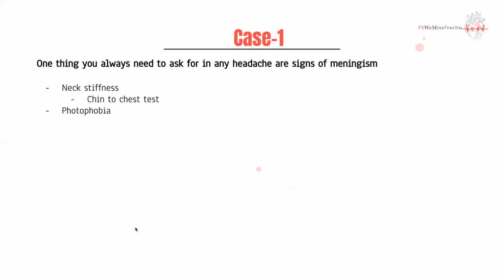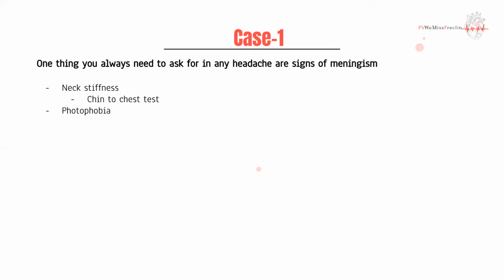One other thing that you have to ask every single patient that comes in with a headache is ask yourself, do they have any signs of meningism? Now, meningism just means inflammation of the meninges. And that's going to be neck stiffness. And for that, you're going to ask them to do a chin to chest test. So they're going to be touching their chin to their chest and ask them if they have any pain or stiffness in the neck when they do that.